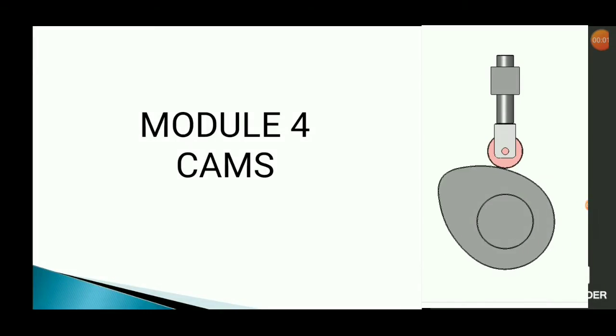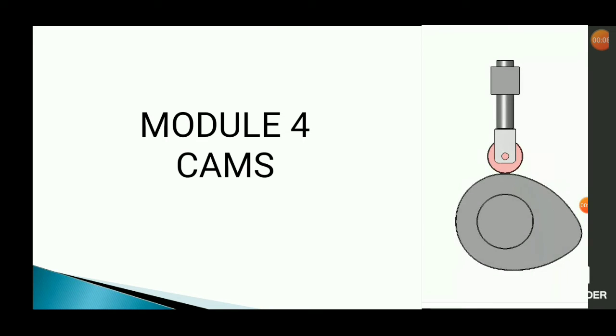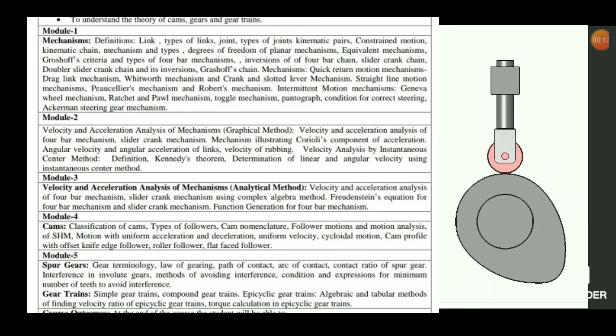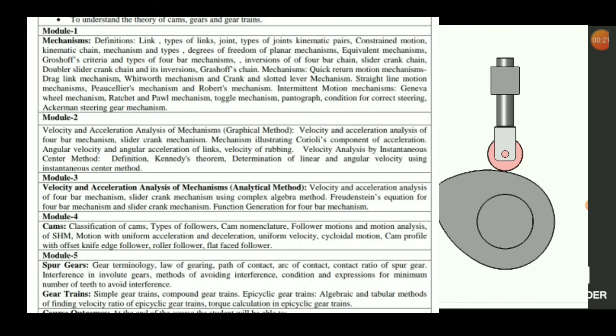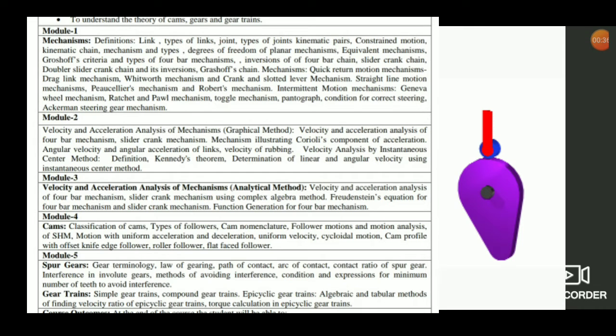Good morning, students. So now we'll move on to the next module, that is the fourth module, cams. In my previous videos I have already informed you that we have completed the first two modules. The first module was completely theory, then the second module has exclusively problems, one problem carrying 20 marks. Then for the next module, I'm directly moving on to the fourth module. For time being I am omitting the third module.